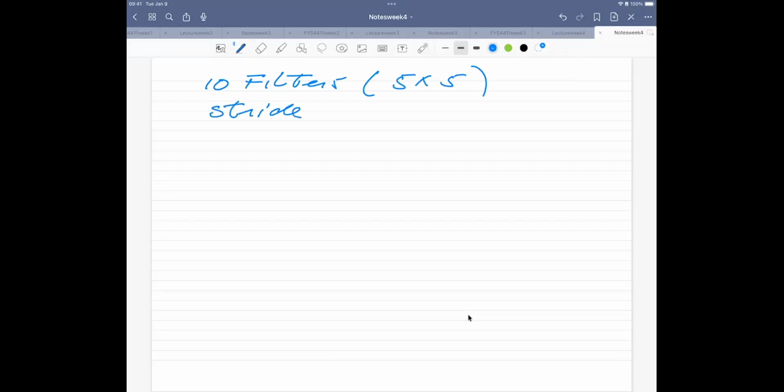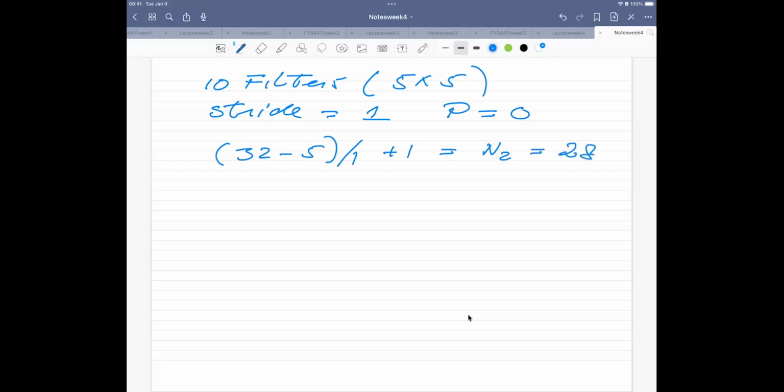If you then apply this and set the stride equal to 1 and padding equal to 0, then when you reduce the dimensionality you get 32 minus 5, divided by 1, plus 1. That is your new dimension N2, which is equal to 28. So you're doing 28 times 28 times 10 replicas of the image which you have. And then if you include the color channel, you have to multiply by a factor of 3.